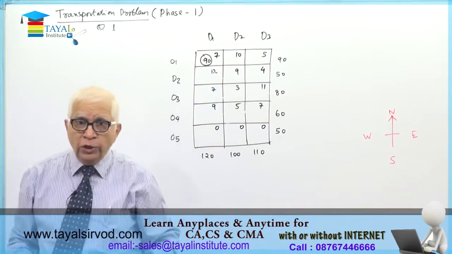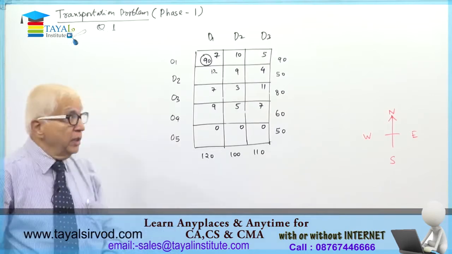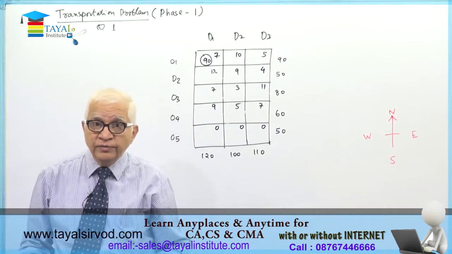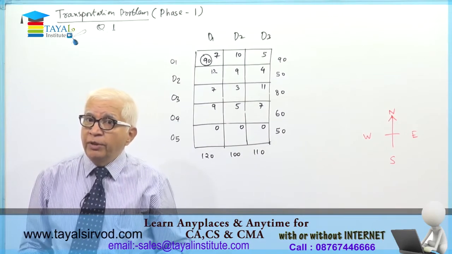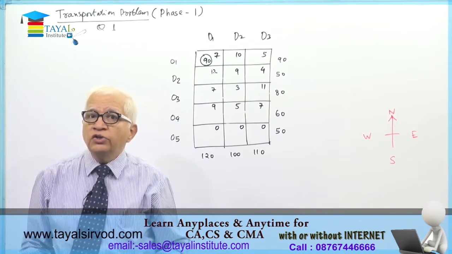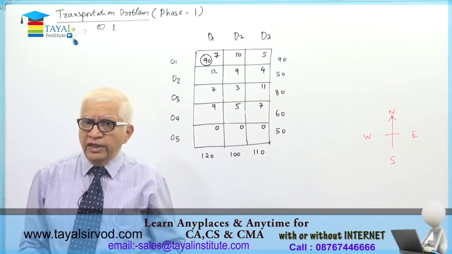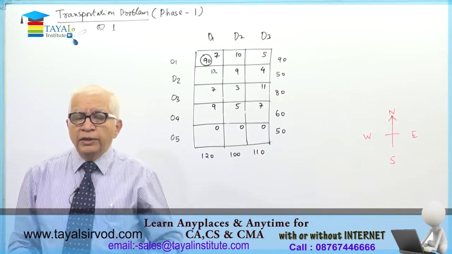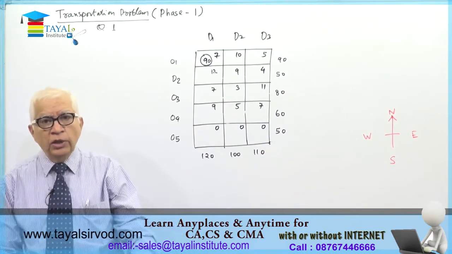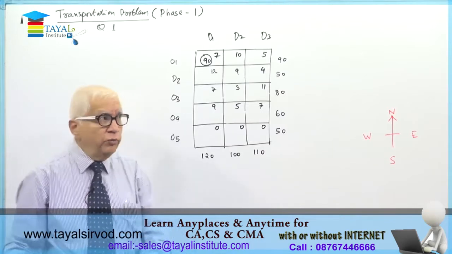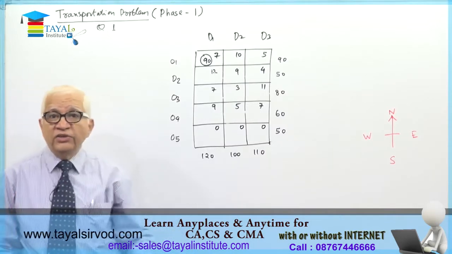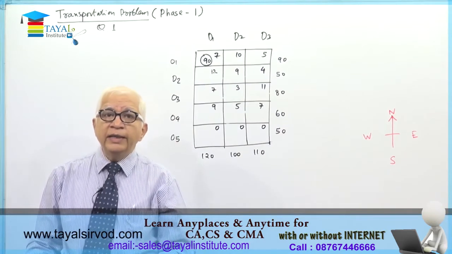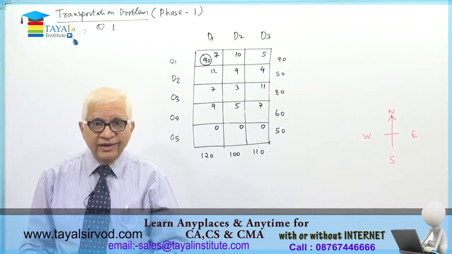Fine. So O1 to D1, 90 units have been transported. Now the moment I make an allocation in a cell, I put it in a circle. The circle is an allocation. The number outside the circle is the unit cost of transportation. This suggests that if I transport 90 units from O1 to D1, the cost being 7, the total cost involved for 90 units will be 90 into 7, that is 630. The cost of this particular cell right now will be 90 into 7, that is 630.